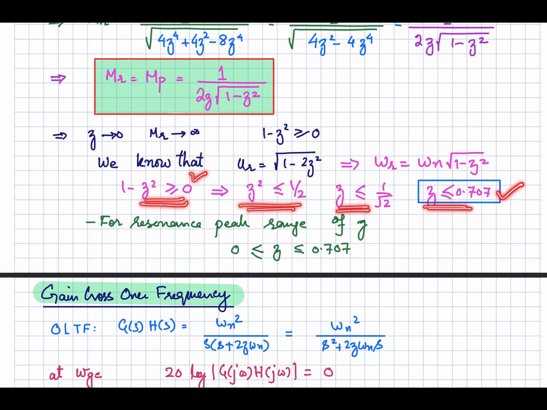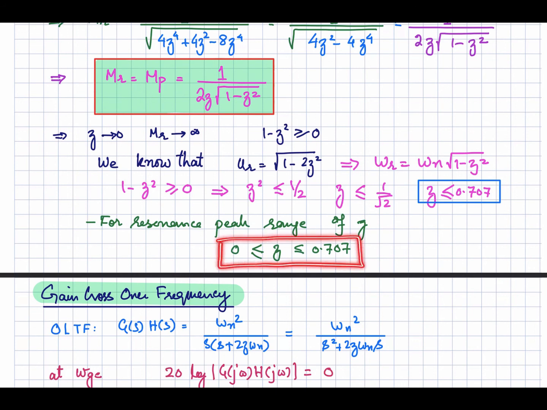If zeta is less than 0.707, it means you will have some resonance peak. But if zeta is greater than 0.707, you will not observe any peak in the response of your second order system. So the range is this one, that your zeta can be varied from 0 to 0.707 to have the resonance. If your zeta is above 0.707, you will not observe the peak in your system.